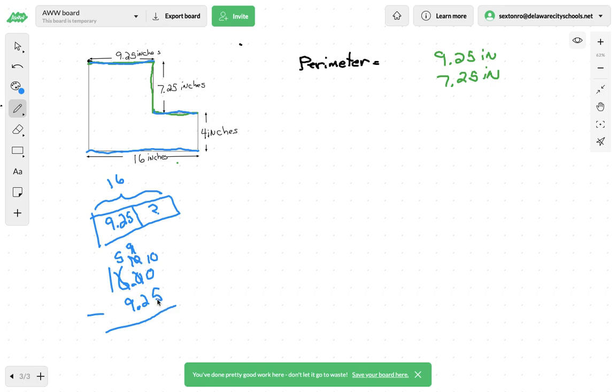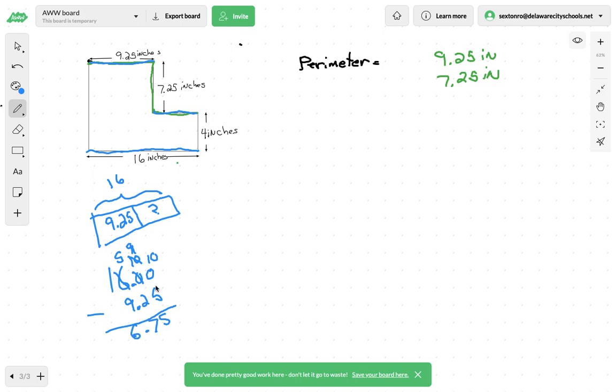Right? So 5 from 10 is 5. 2 from 9 is 7. 9 from 5 doesn't work, but 9 from 15 does. That's going to be, what, 6?